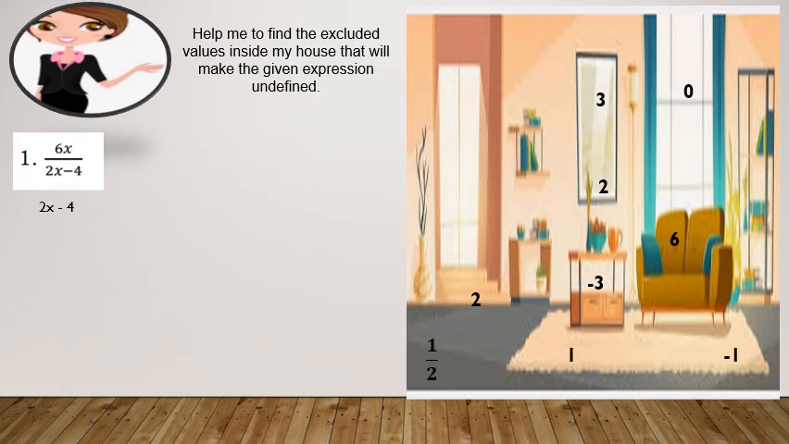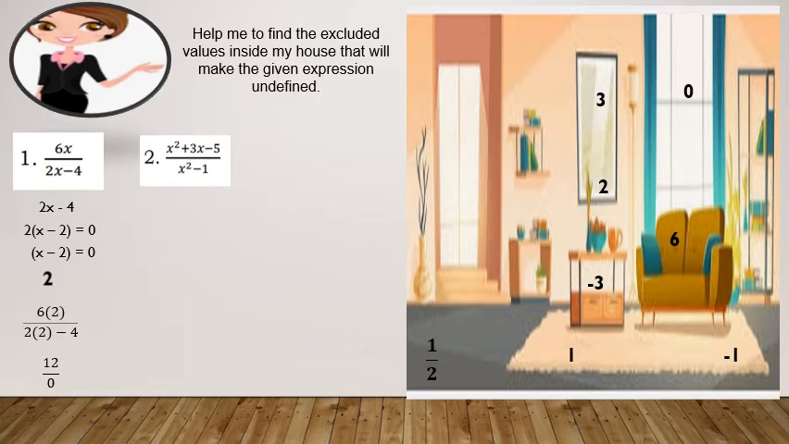Alright, so let's see. Again, to identify the excluded values, we have to focus on the denominator. 2x minus 4. Let's find the GCF first, and then we have x minus 2 equals 0. Then the excluded value is 2. Let's check it by substitution, and then it becomes 12 over 0. So we have the number 2. Now I give you other seconds too.